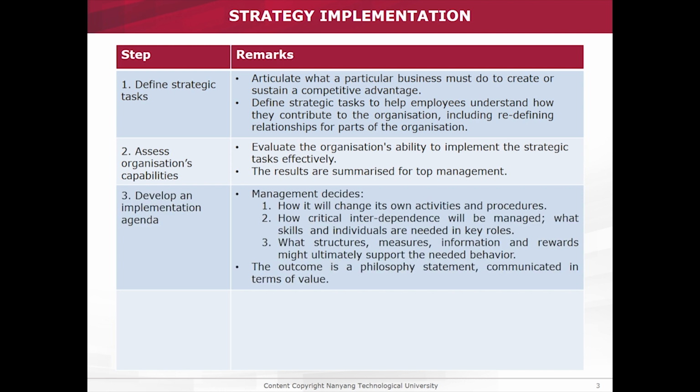The third step is to develop an implementation agenda. The management decides on 3 actions. Firstly, how it will change its own activities and procedures. Secondly, how critical interdependence will be managed. What skills and individuals are needed in key roles. And thirdly, what structures, measures, information, and rewards might ultimately support the needed behavior.